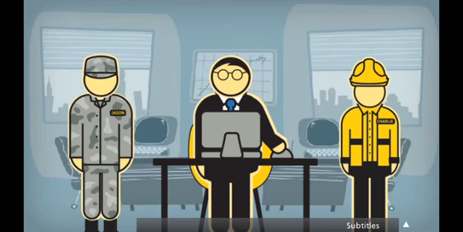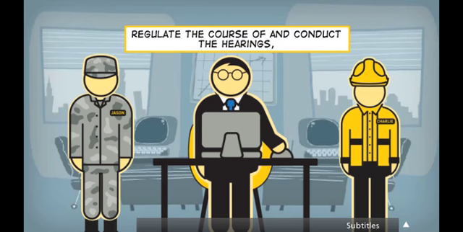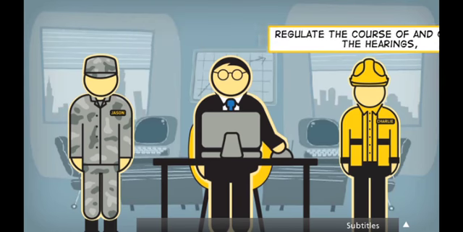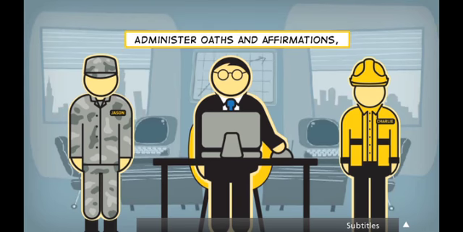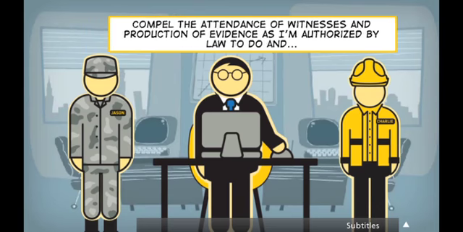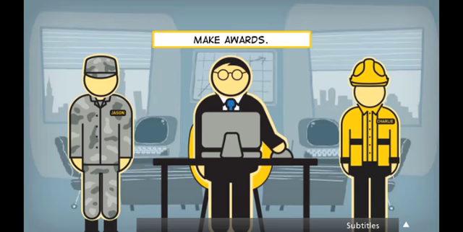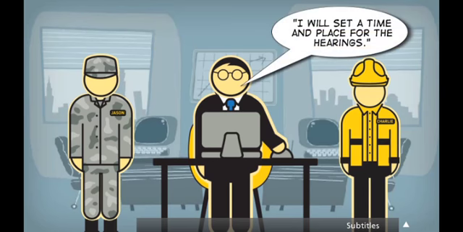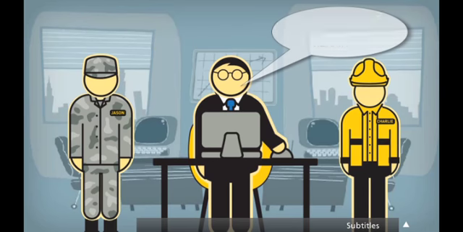The arbitrator explains, "My authority and job as arbitrator is to: 1. Regulate the course of and conduct the hearings. 2. Administer oaths and affirmations. 3. Compel the attendance of witnesses and production of evidence as I'm authorized by the law to do. And 4. Make awards. I will set a time and place for the hearings.